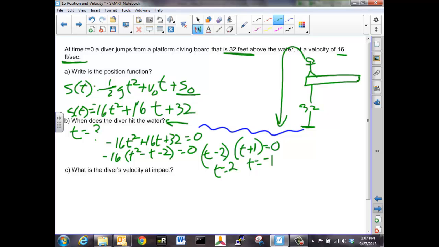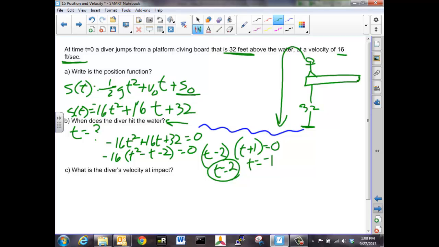What happens to the 16? All right, what is this saying here? Negative 16 times something is 0. It's irrelevant. Is negative 16 0? No. So we can throw him away. That's it. So what's our answer then? 2 or negative 1? 2. So that means 2 seconds after he jumped off the board, he hit the water.